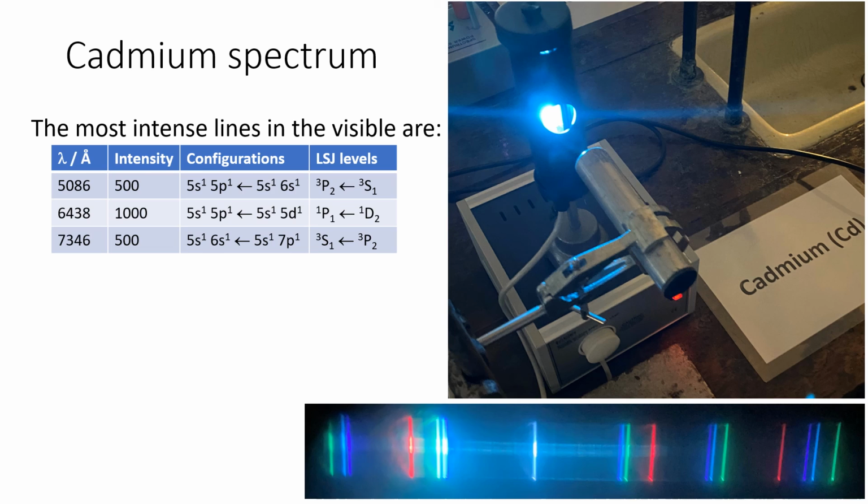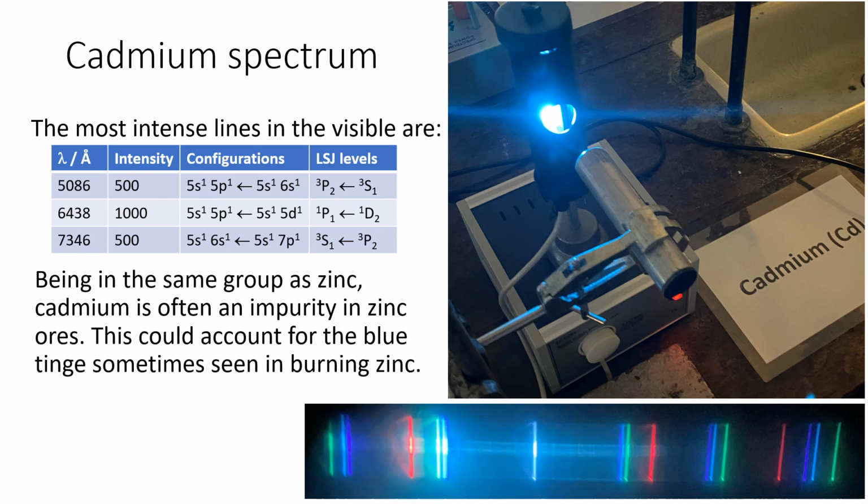So we can see it's dropping down to 5p in the first two transitions there. And that's again because if it dropped back to 5s, it's probably going to be out of the visible, which is why we wouldn't see it. But it's quite a beautiful glow, that cadmium glow.